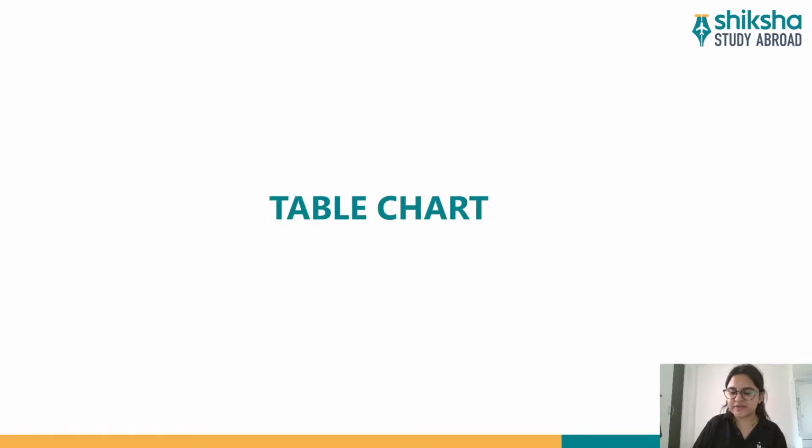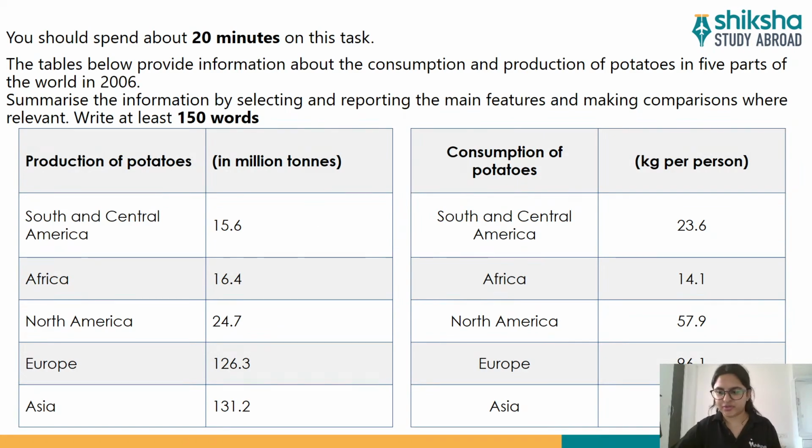Now we'll throw some light on table chart. So how does your table question look like in the report writing section? So you might get a table like this, and you might get two tables also. So you'll have to compare and find out the features from both the diagrams in that case. So let's read the question first. The tables below provide information about the consumption and production of potatoes in 5 parts of the world in 2006.